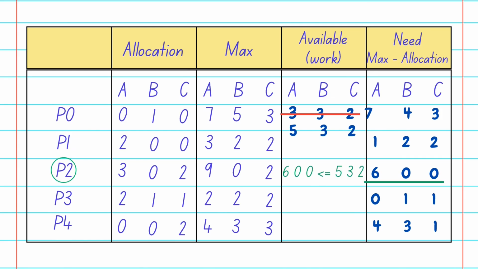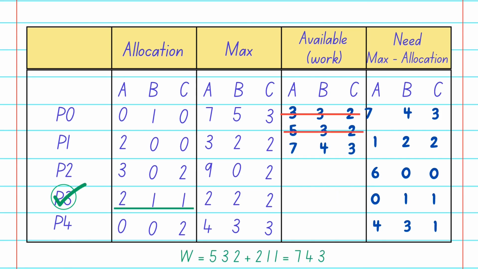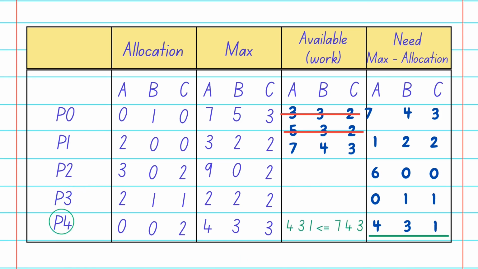Right, now we are checking for process P2. What is the need value for P2? That is 600. So is 600 less than or equal to 532? This condition is not satisfied. That's why we cannot allocate resources to P2. Next we will check for P3. For P3, 011 is less than or equal to 532. This condition satisfies our need, right? So we can definitely allocate resources to process P3. So our new work value would be work plus allocation, that is 532 plus 211, which is equal to 743.